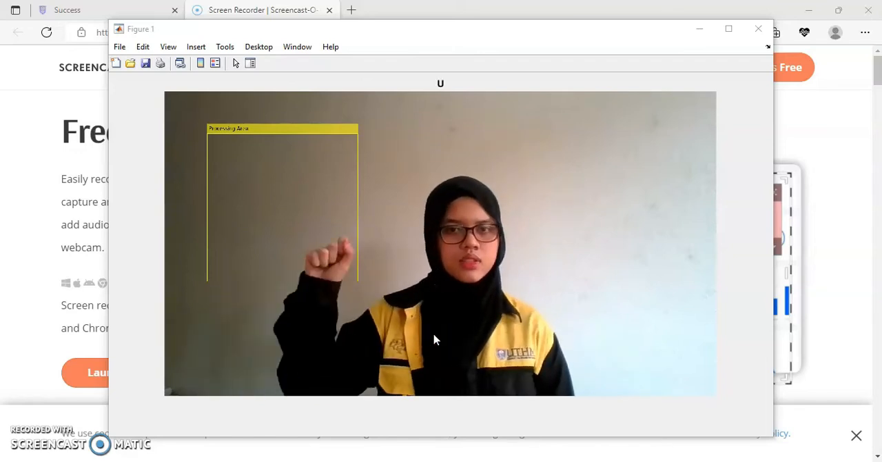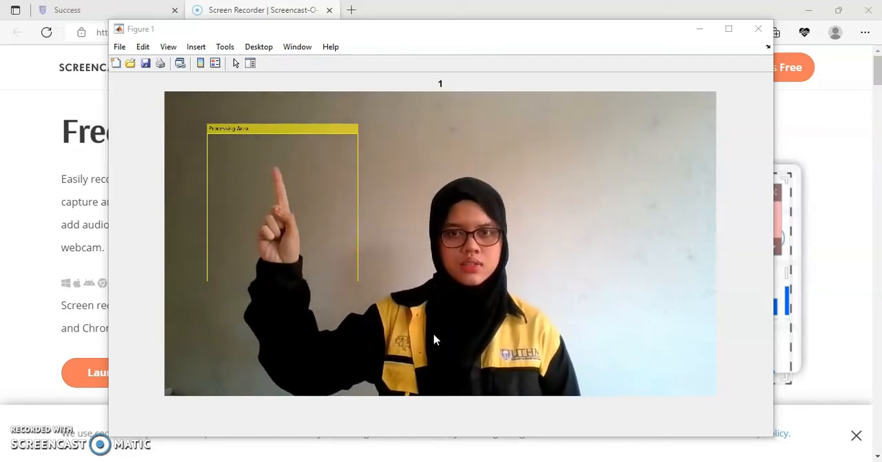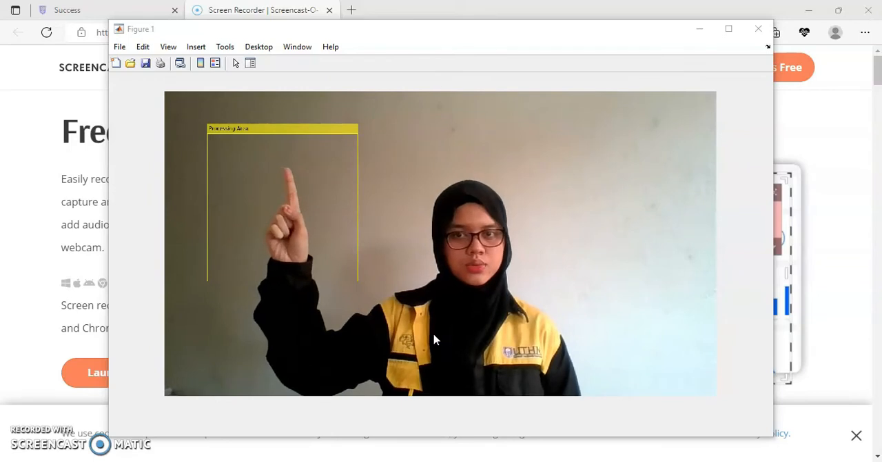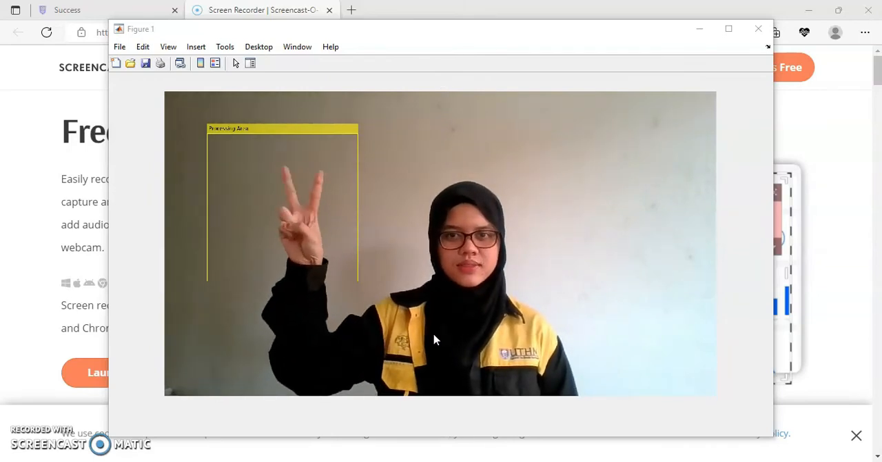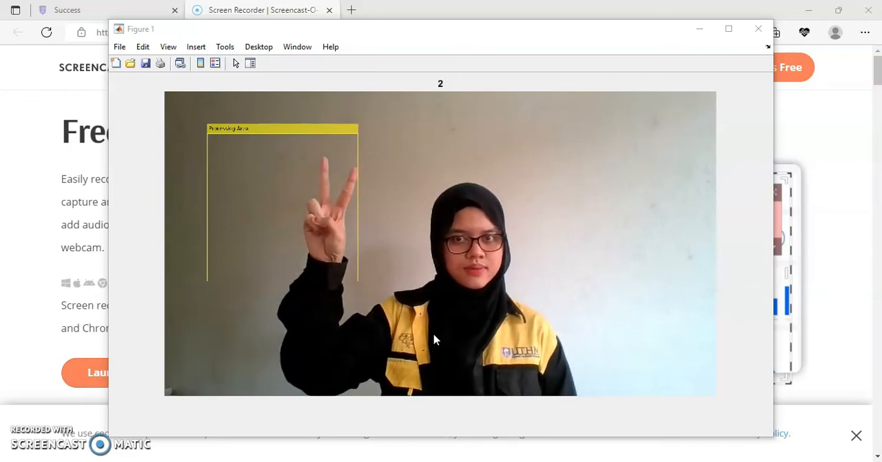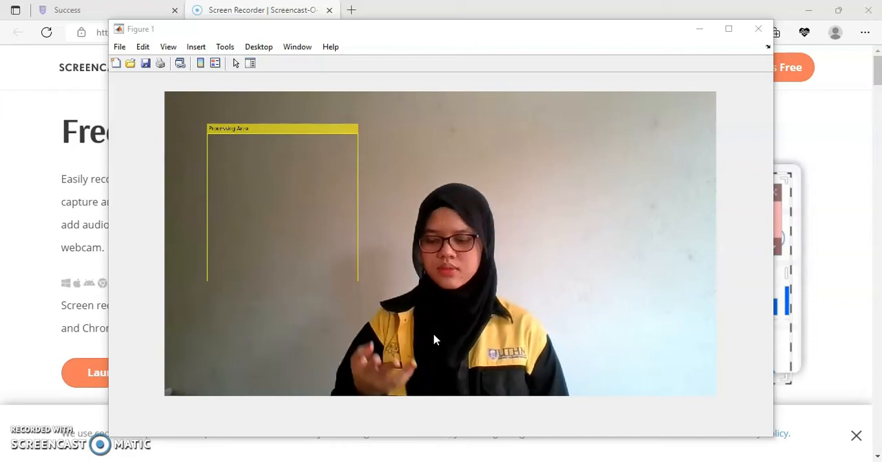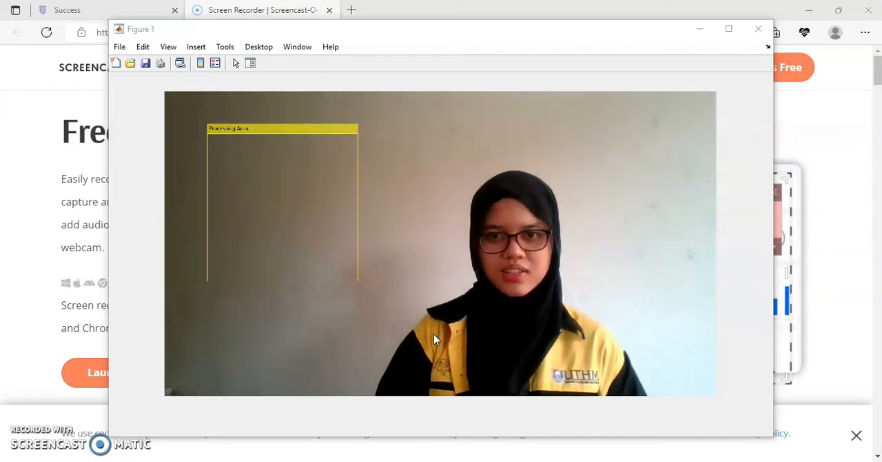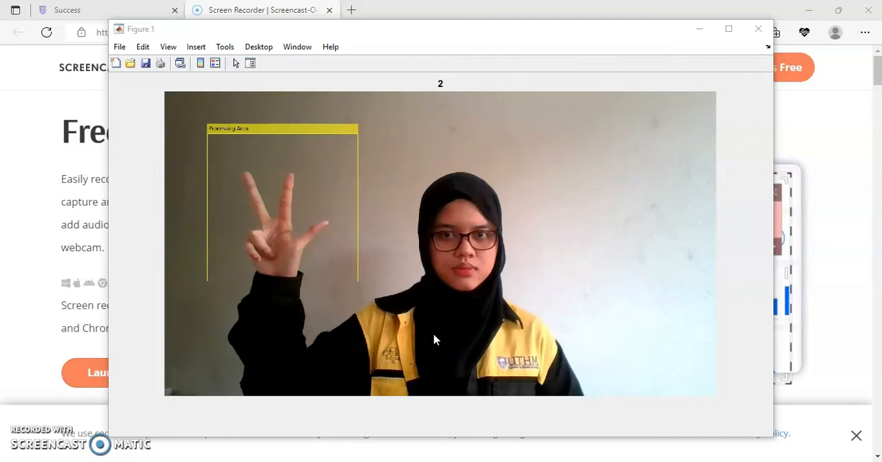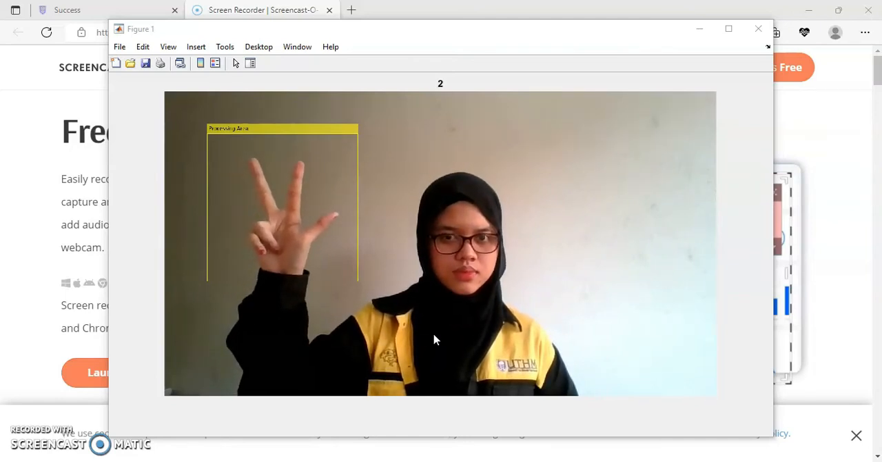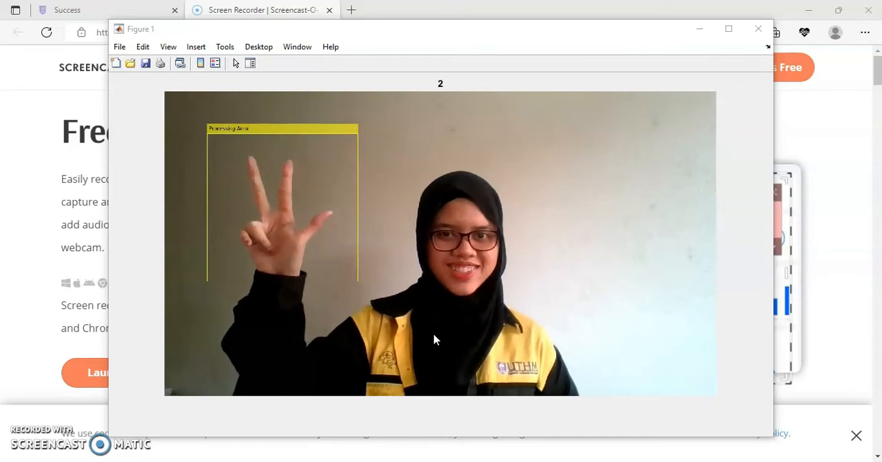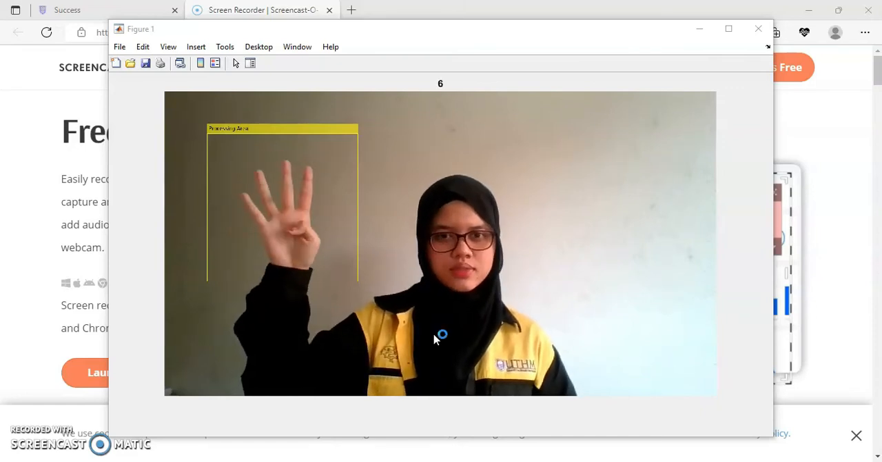Hello and Assalamualaikum. Now you can see that I'm trying to do the number 1. Next, number 2. We can see that both of these gestures are easily detected. Next is number 3, if I'm not mistaken. Yes, number 3. This is easy to detect too, but it keeps on getting changed with the others.